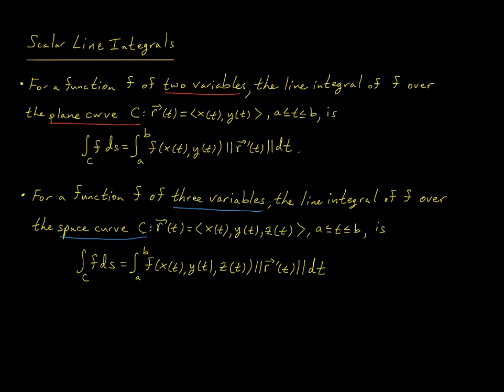All right. Now, if you have a function of three variables, then you're going to integrate that thing over a space curve C, and we'll see some examples of this in the next video. And there, now you're going to have an x, a y, and a z of t as you move along some space curve, and then you're going to integrate in much the same way.